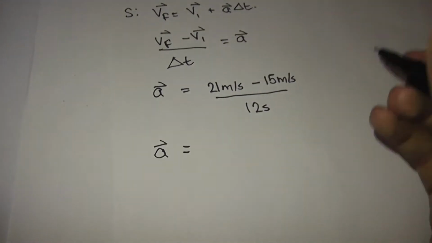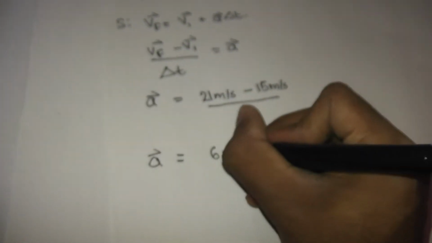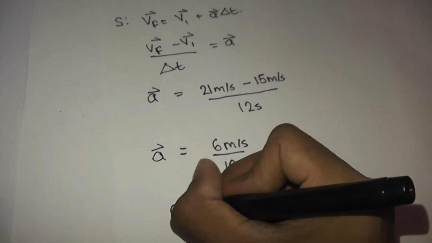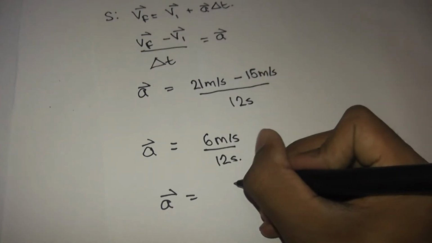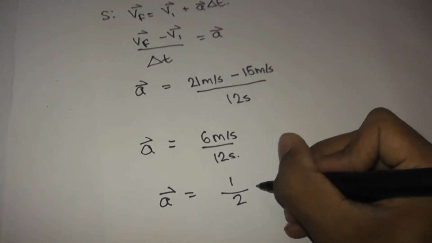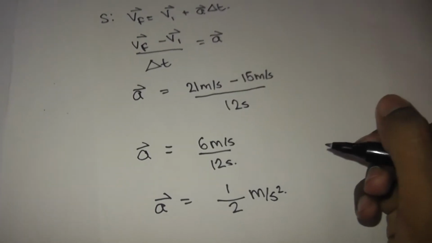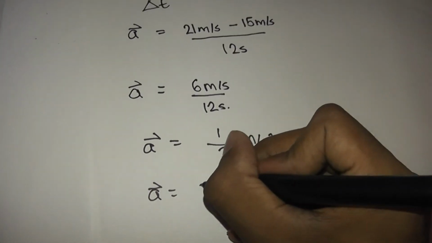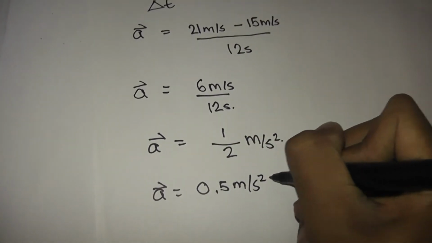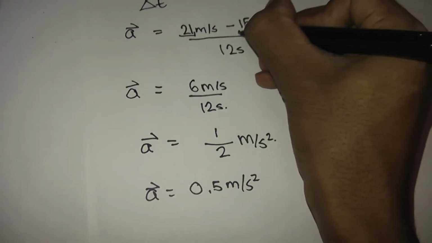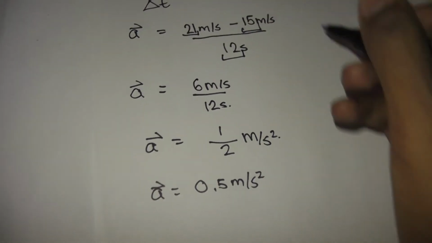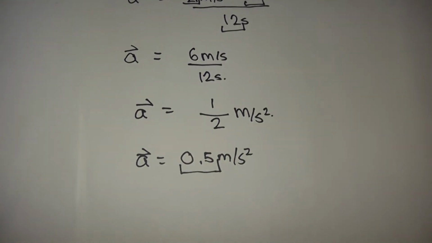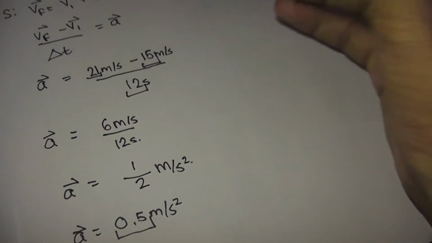Acceleration equals 6 meters per second over 12 seconds. So our acceleration would equal 1 over 2 meters per second squared. And if we want to look at significant digits, it would be 0.5 meters per second squared, because 2 significant, 2 significant, and 2 significant. So when you divide that, we take into account all those significant digits, and we're left with 2 significant digits as our final answer.